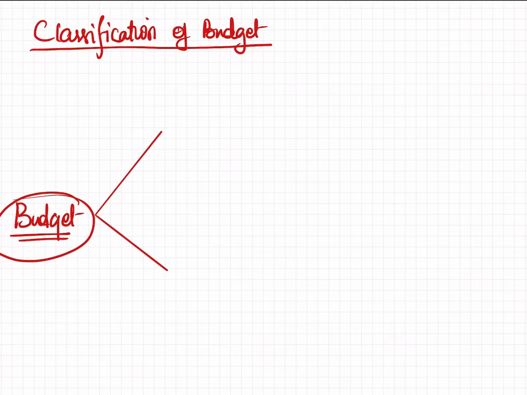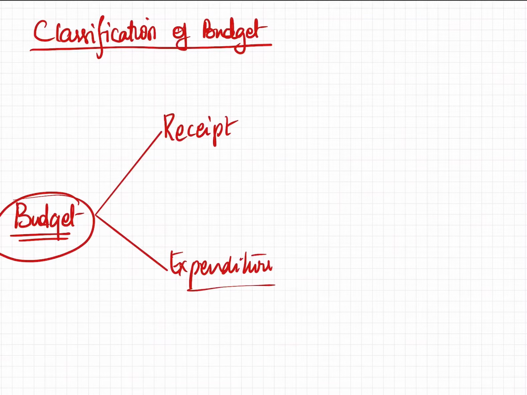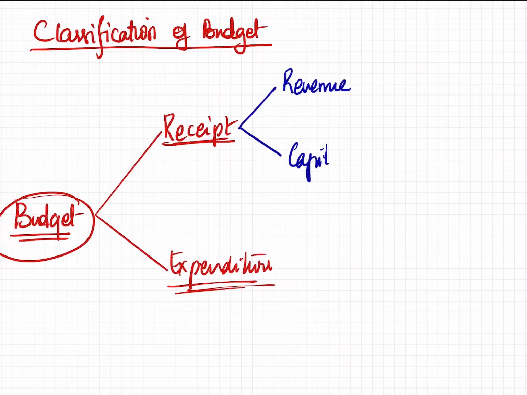Now, next topic is classification of our budget. When the government presents its budget, the budget will be divided into two broad headings. One is the receipt and the other one is the expenditure. When we say receipt, as discussed in the previous video, anything that the government receives into its account is receipt, and anything that the government spends from its account is expenditure. Now, the receipts can be further classified into two types, as discussed yesterday. That is your revenue receipt and your capital receipt.